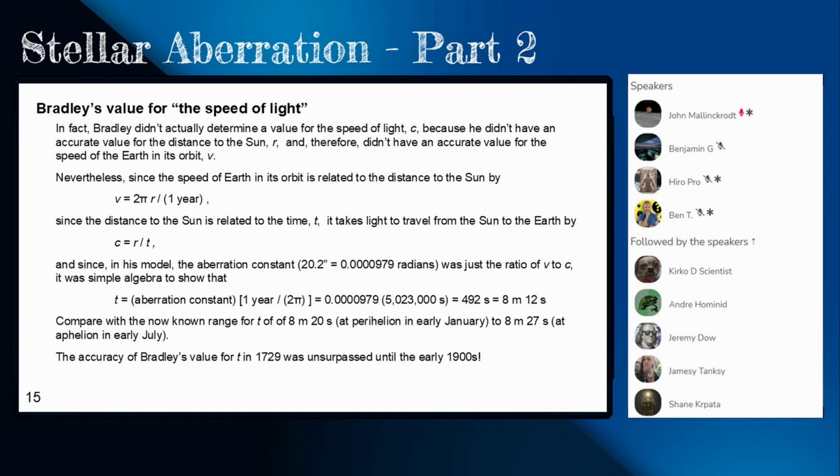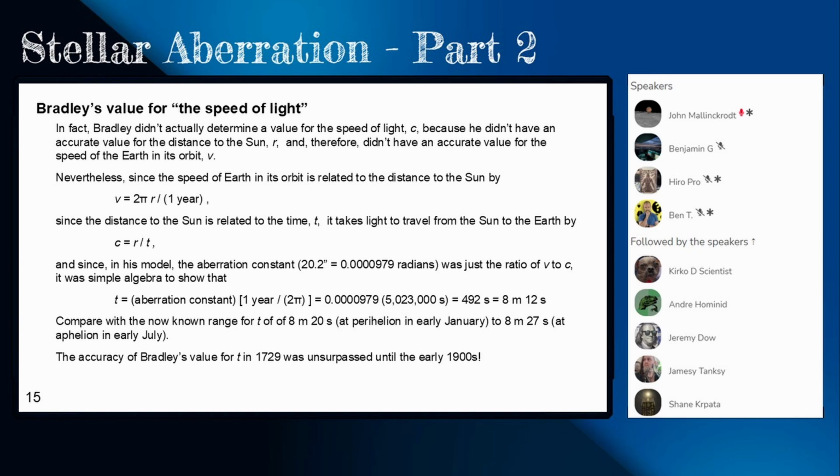Well, 1 year divided by 2 pi is 5,023,000 seconds. And if you just multiply that by the aberration constant, 0.0000979, you get 492 seconds, which is 8 minutes, 12 seconds. And you can compare that with the now known range from like 8 minutes, 20 seconds to 8 minutes, 27 seconds between perihelion and aphelion. That's how long it takes.